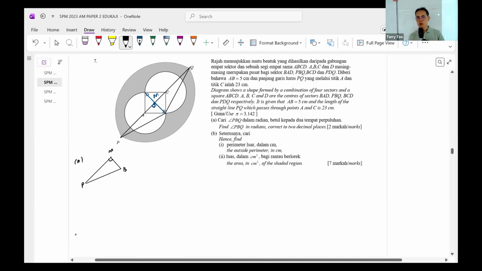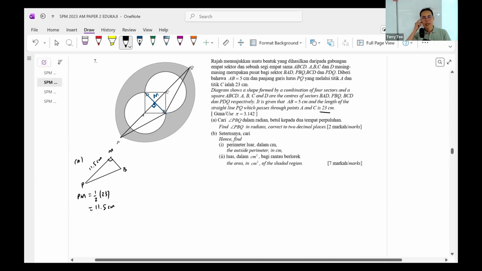Okay, we know the length of PQ is 23. PQ is 23. So what is PM? PM is half of 23, 11.5 cm.